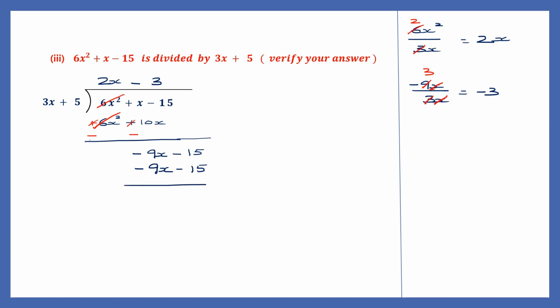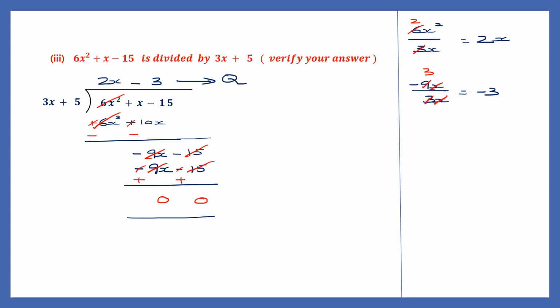Now we have to subtract. So change the sign. So this becomes plus. This also becomes plus. Now here minus 9x plus 9x is 0. So this gets cancelled. So that's 0. And here also minus 15 plus 15 gets cancelled, and that is 0. So that means our remainder is 0. And we have our quotient here. This is the quotient. Our remainder is 0.